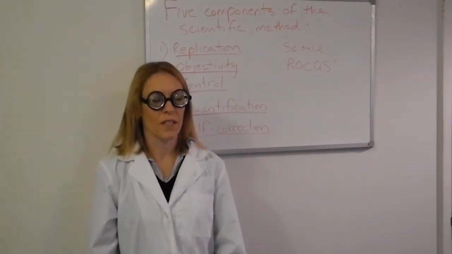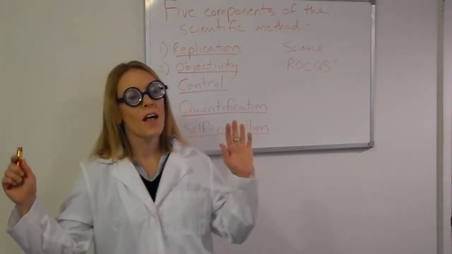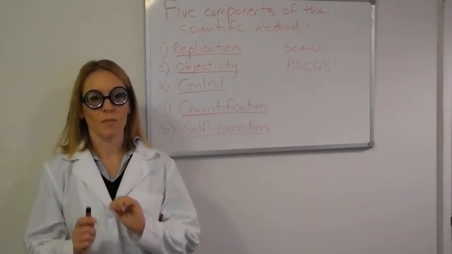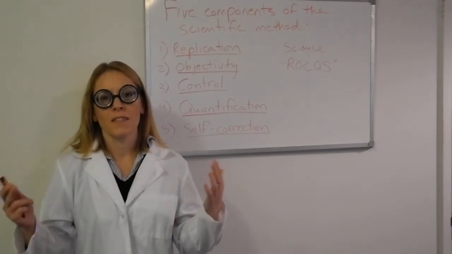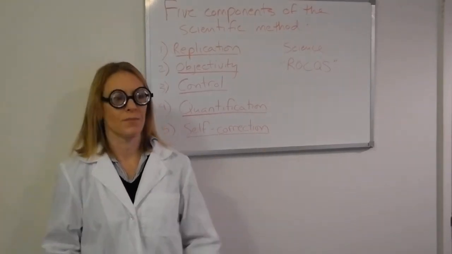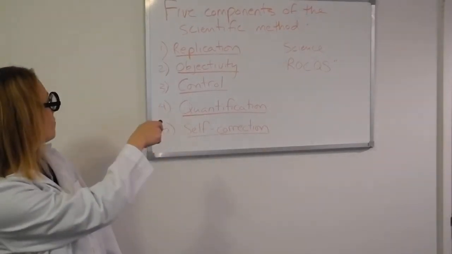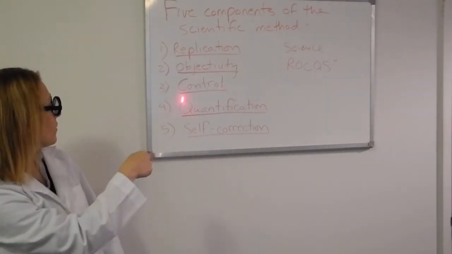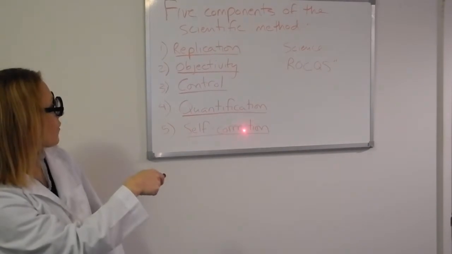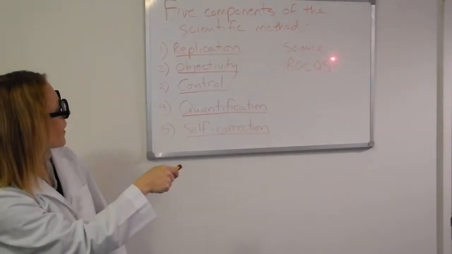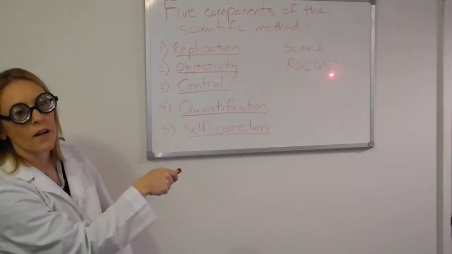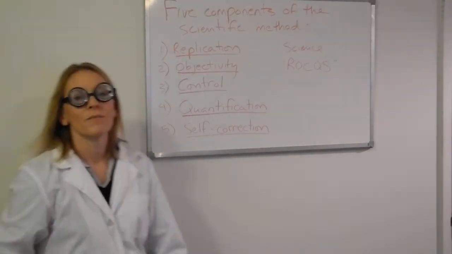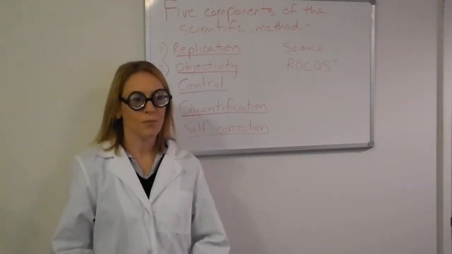We are on Lecture 3 and today we are going to be talking about the 5 components of the scientific method. What is it that makes the scientific method scientific? Well, we're going to be talking about replication, objectivity, control, quantification, and self-correction. And remember that says that science rocks. If you can remember those, that's the little acronym to help you remember.